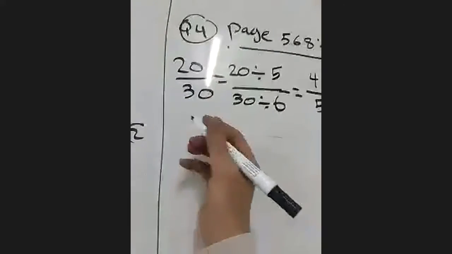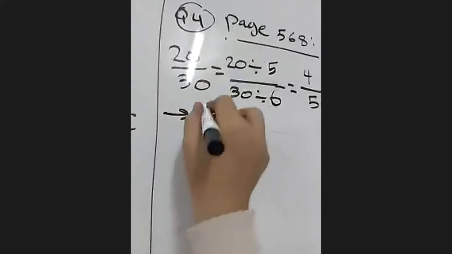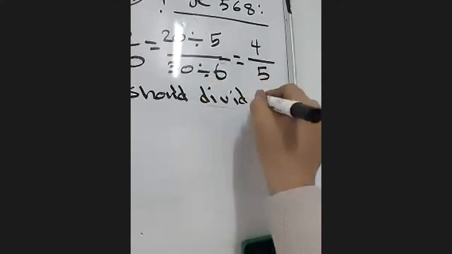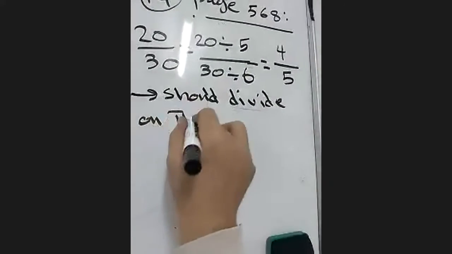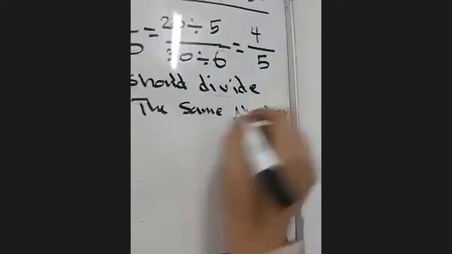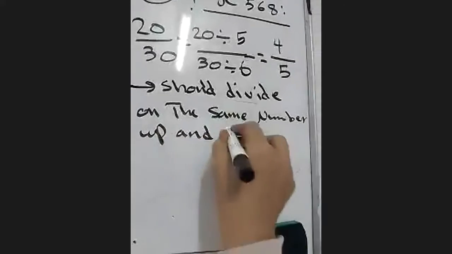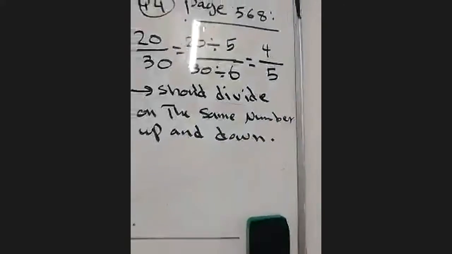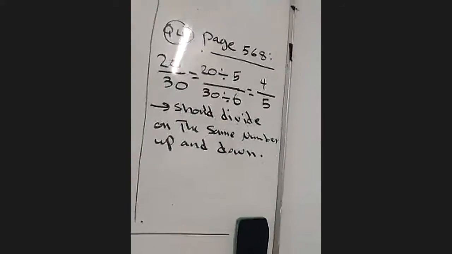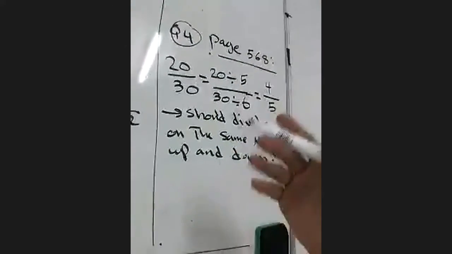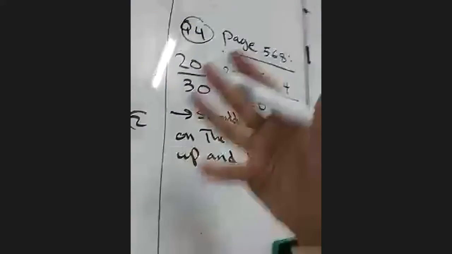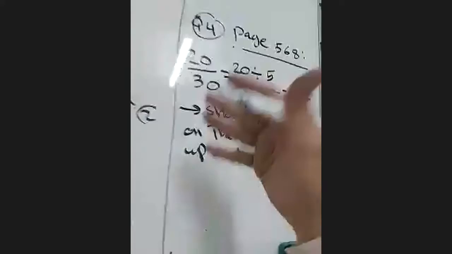So what you will write down, guys, should divide on the same number, up and down. So this is his mistake. Now we will find the GCF together. What's your name? Abdullah. Together. Then you get the correct greatest common factor, the correct simplest form.